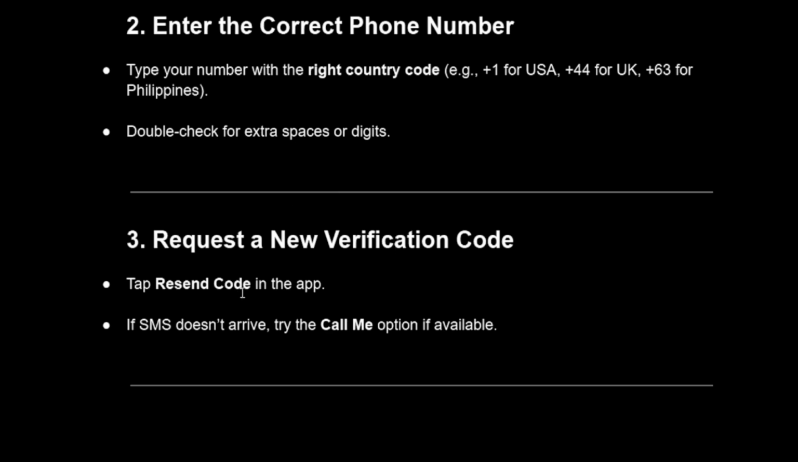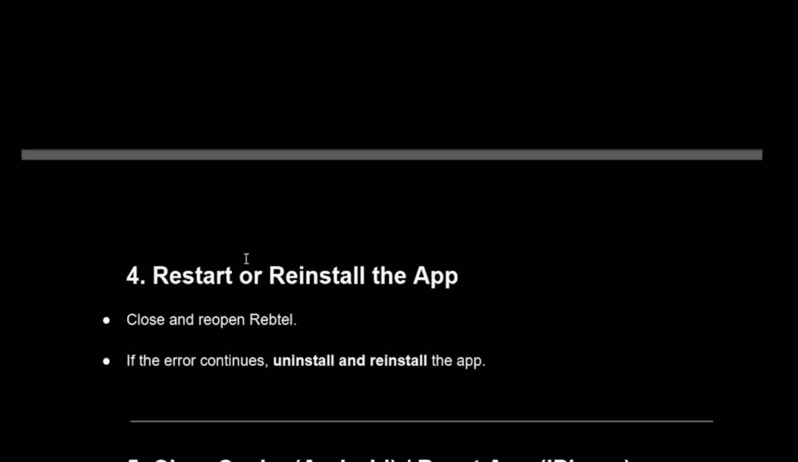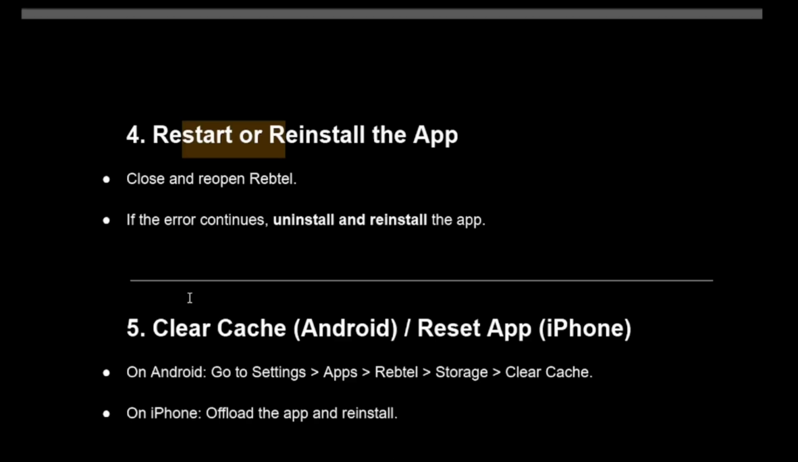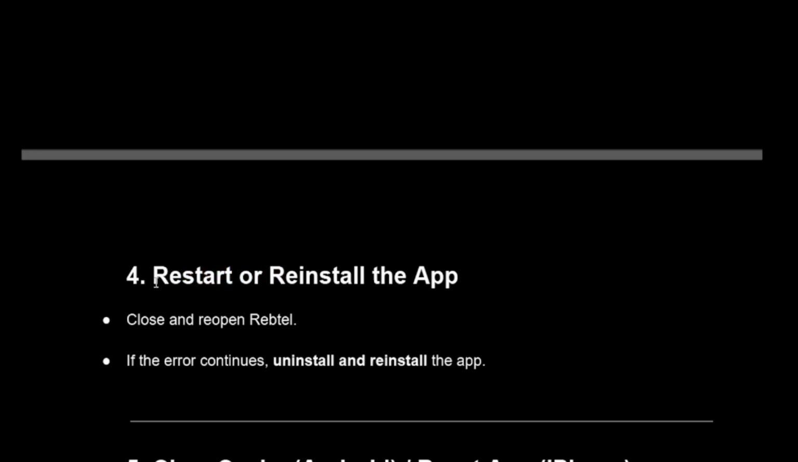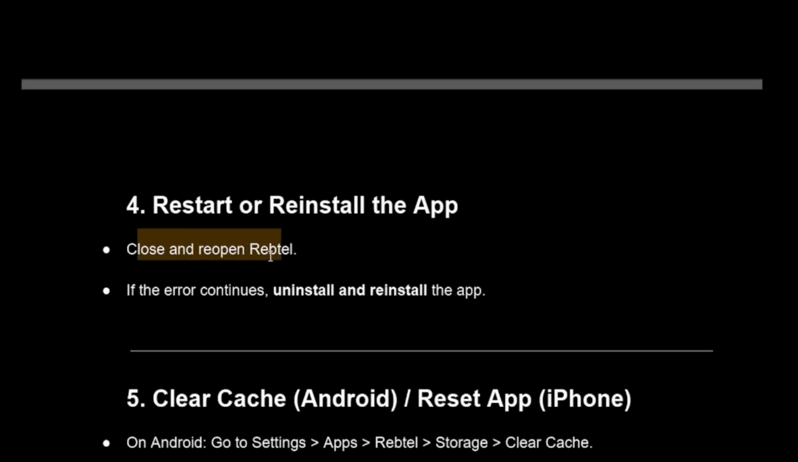So tap resend code in the app, and then if the SMS doesn't arrive, try the call me option if it is available. Or you could restart and reinstall the app. This could clear up some errors. So close and reopen Rebtel. If the error continues, uninstall and reinstall the app.